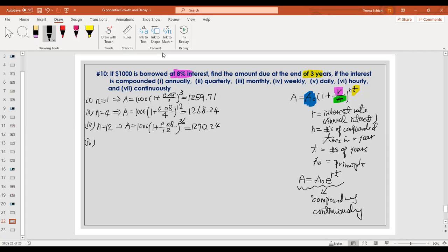Number 4: if I want to compound weekly, assume a regular year has 52 weeks. Now this is 1,000 times (1 plus 0.08 divided by 52), because the rate is annual. The power is 52 times 3, because you have 3 years. Then you put it into your calculator and let's see what I got.